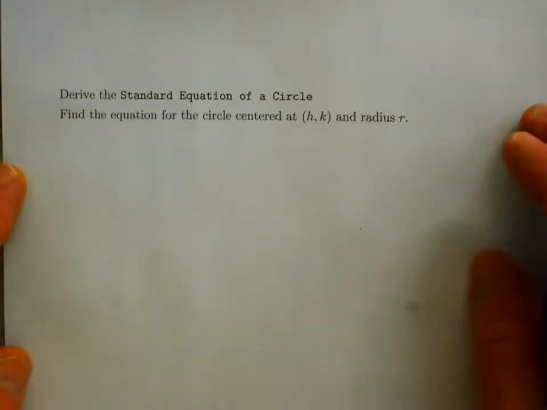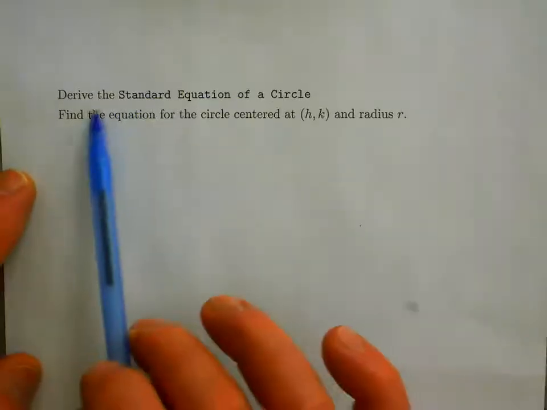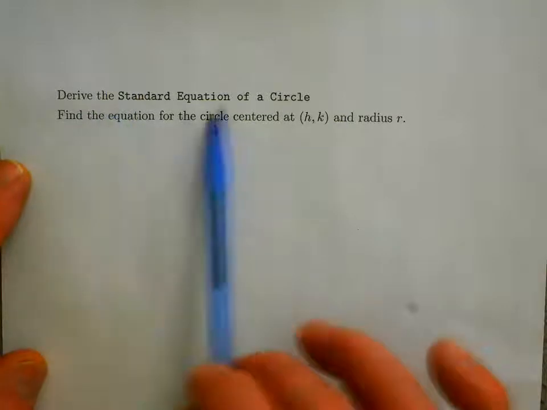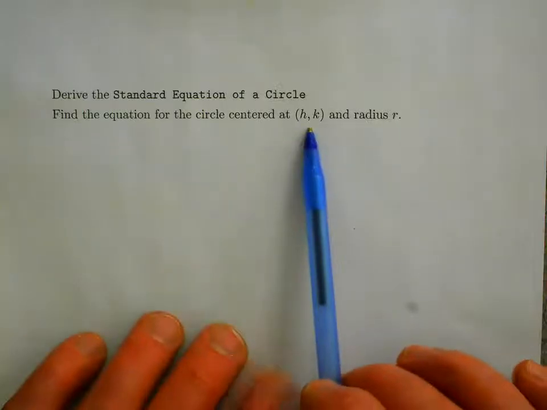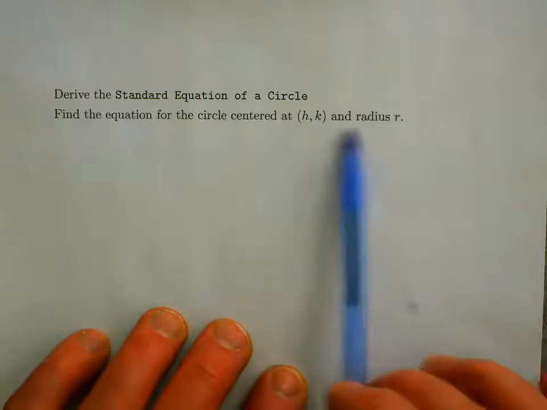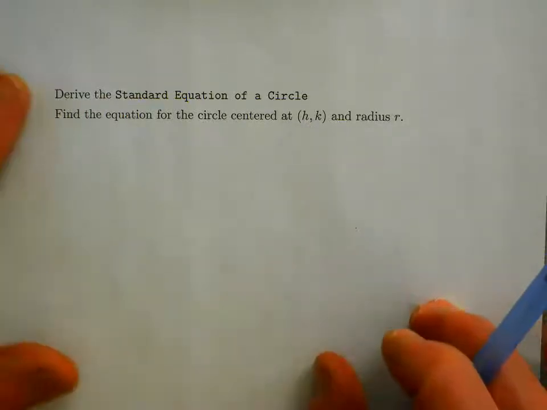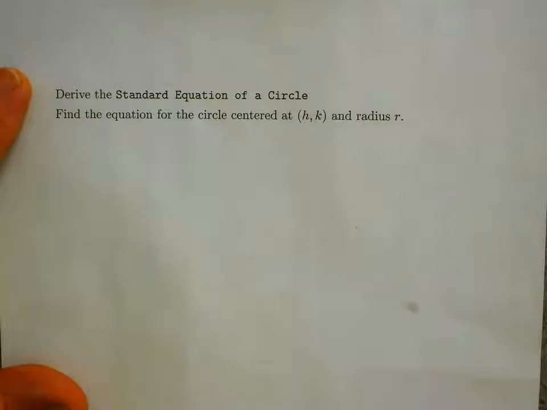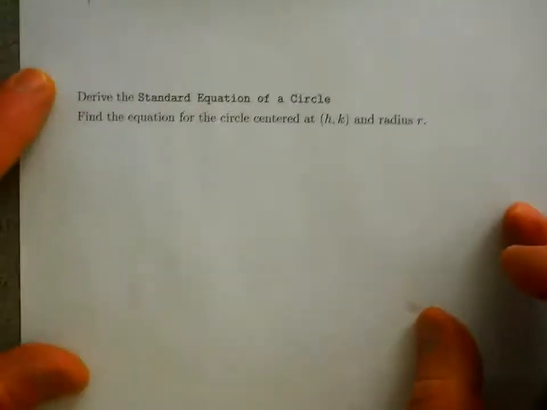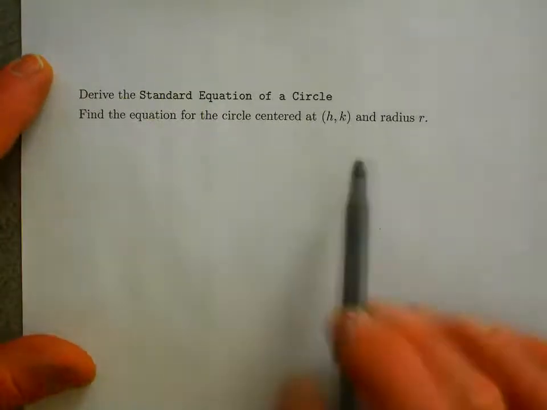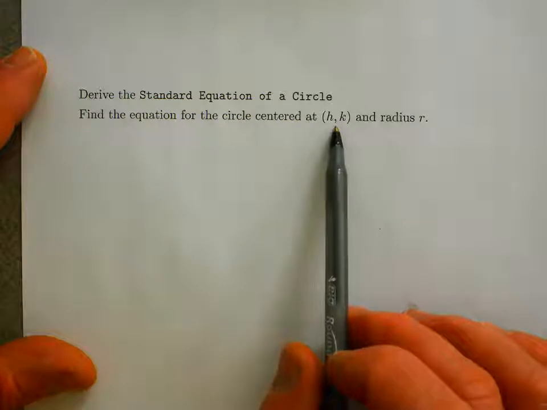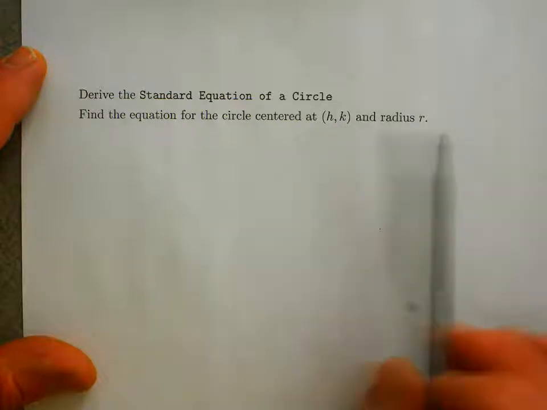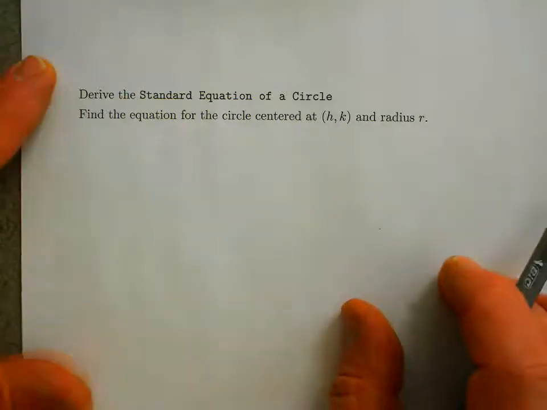Okay, so we use the same idea to derive the standard equation of a circle with center at h, k and radius r. So we're going to essentially do the same thing. It's just that this time we don't have actual numbers. We have h, k that represents the center and r that represents the radius.